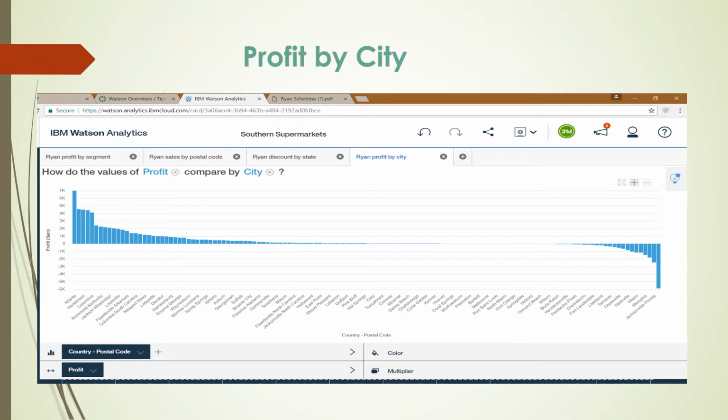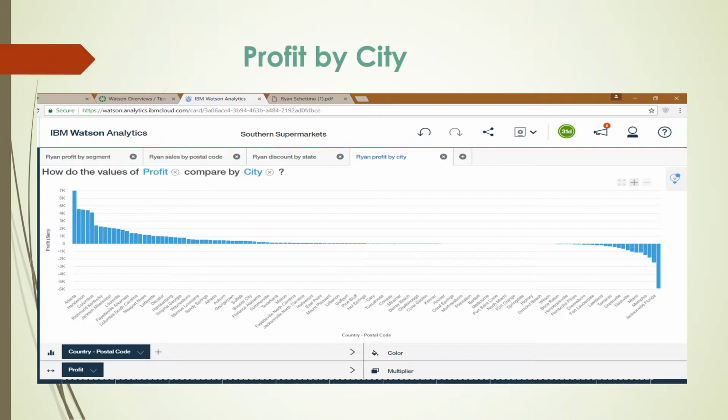So this is my profit by city. The chart above does a great job explaining what city is most profitable. The y-axis represents profit and the x-axis represents the county of each supermarket. Based on the data provided, it looks like the city of Atlanta is the most profitable with over $7,000 in profits for their supermarket. Also, Jacksonville supermarkets look like they're losing profits by over $6,000.